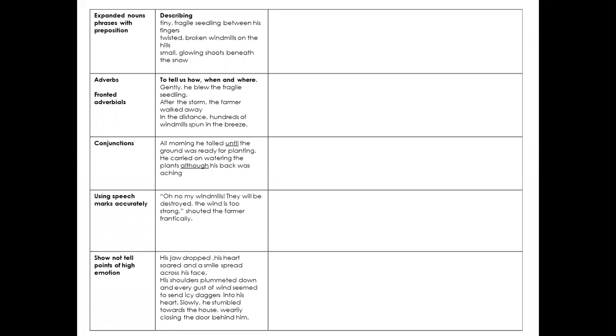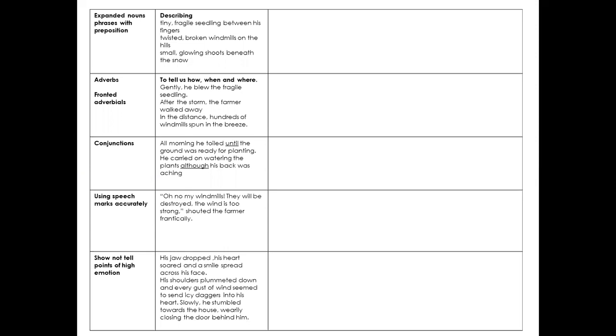So today is a chance to just think about how you can come up with some of those sentences that you can then use in your writing when you come to write your big story. And then we had the conjunctions, if you remember. All morning he toiled until the ground was ready for planting. He carried on watering although his back was aching. So just making sure that somewhere in your story you're using a conjunction, you're telling us more information.